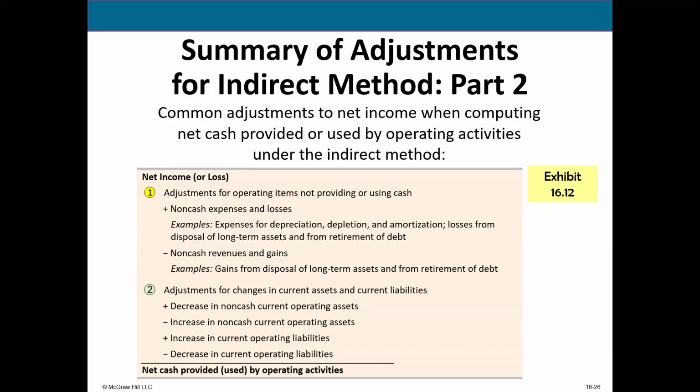So we have our net income. We add in non-cash expenses or losses, subtract out non-cash revenues or gains, and we add in decreases in current assets, subtract out increases in current assets. We add in increases in current liabilities and subtract out decreases in current liabilities. Then you'll get the net cash flow provided by operating activities.